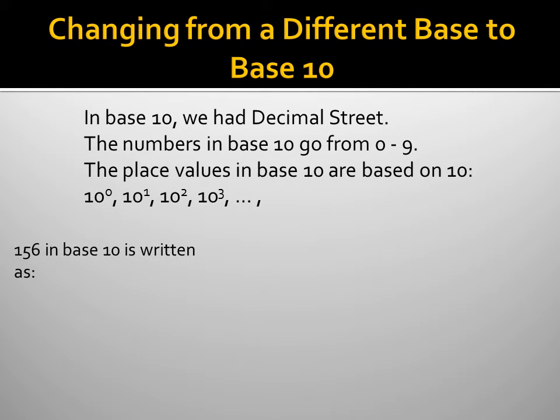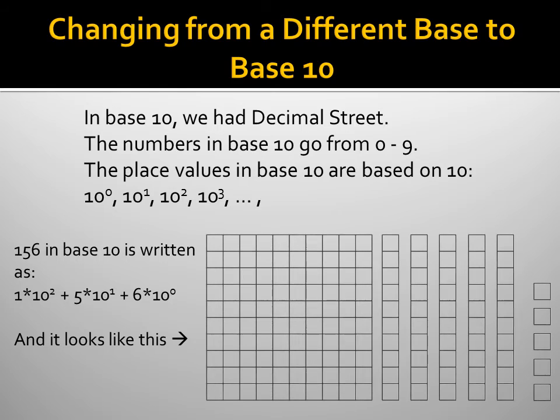156 in base 10 is written as 1 times 10 squared plus 5 times 10 to the 1 plus 6 times 10 to the 0. And it would be shown like this. So we have a block, which is 10 squared. We have one of those. We have 5 of the bars that are 1 by 10, which is 10 to the 1. So there's 10 little blocks there. We have 5 of those, so that would be 50. And then we have 6 of the little 10 to the 0 blocks. Remember that 10 to the 0 is just 1. So we have 6 of the little 1 blocks.